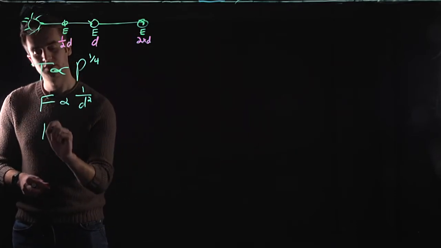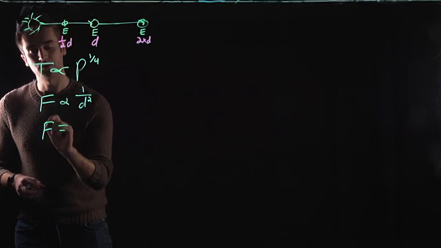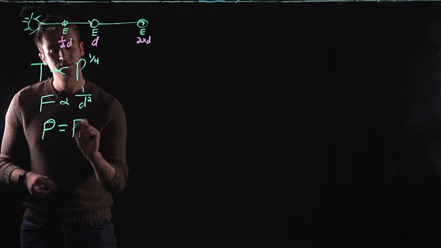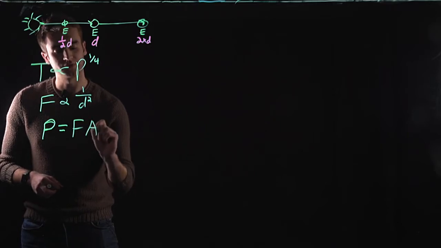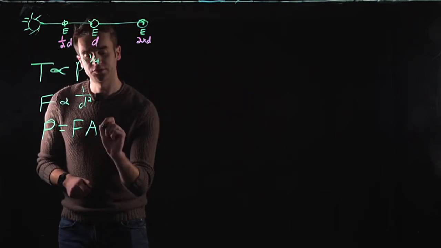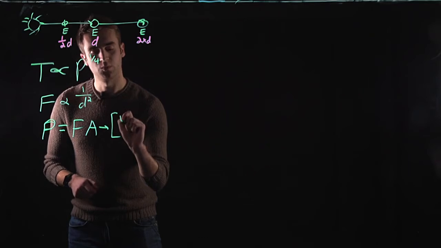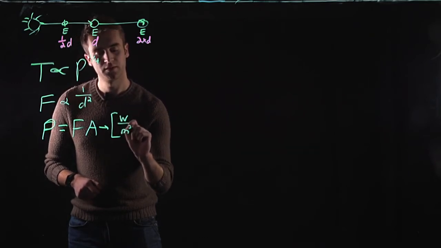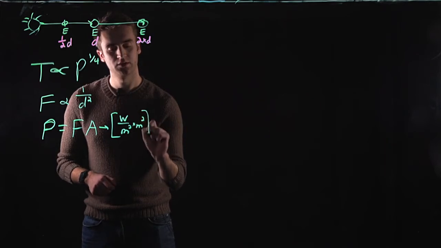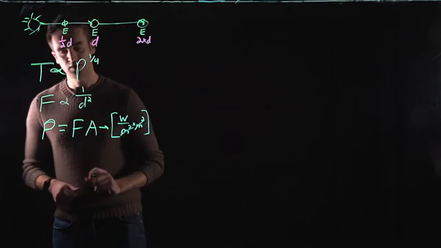Power is equal to the flux times the surface area, which you calculated earlier in the series of problems. And if we were to look at the units, flux is given in terms of watts per meter squared, and area is meter squared. So we cancel these out, and we get back units of watts, which is the unit of power.